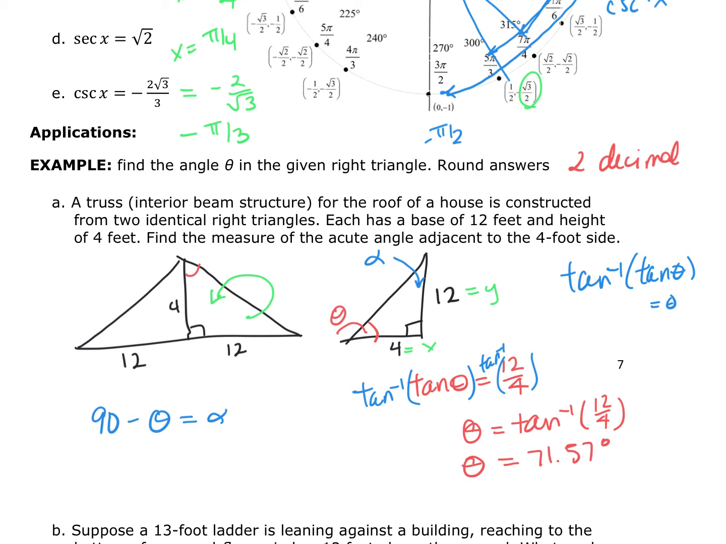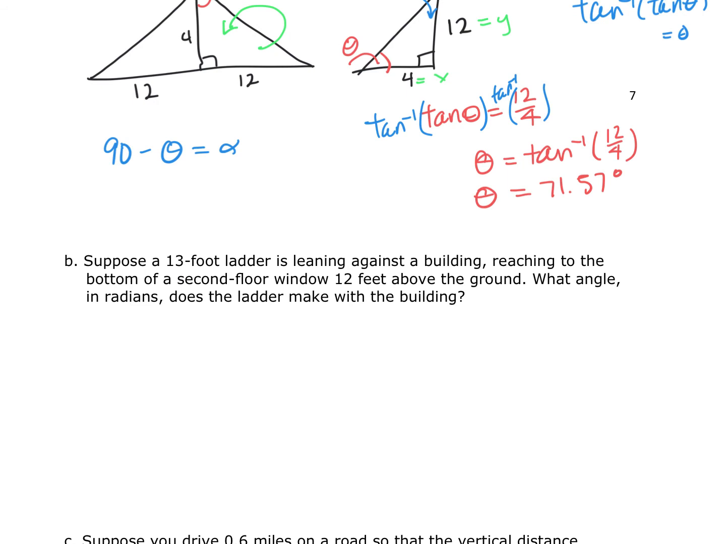Let's take a look at another example. Suppose a 13-foot ladder is leaning against a building, reaching to the bottom of the second floor window 12 feet above the ground. What angle in radians does the ladder make to the building? So here's my building, here's my ground, here's my ladder. This ladder is 13 feet long. It's reaching to the bottom of this window, which is 12 feet above the ground. The angle that we're chasing is this angle. I'm going to call it theta.